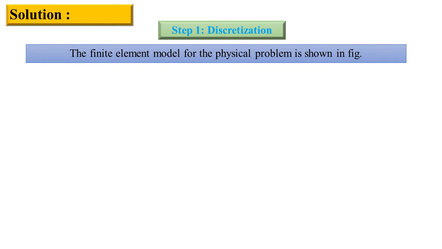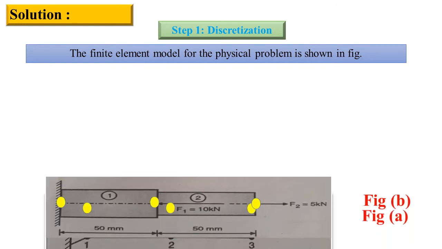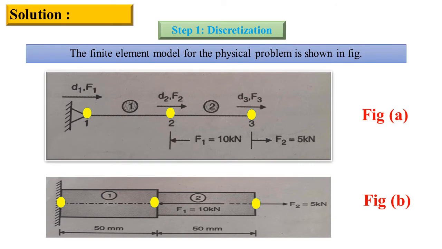Diagram B represents nothing but a physical problem, and for this physical problem, now we have to represent this problem as a finite element model. Figure A indicates the finite element model, while figure B indicates the physical problem. Physical problem means the problem statement, a diagram which is given in the numerical, and finite element model means discretization of this physical problem. We can see there are two elements, first and second element, presented over here in the form of a link.